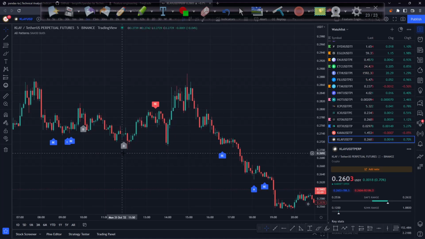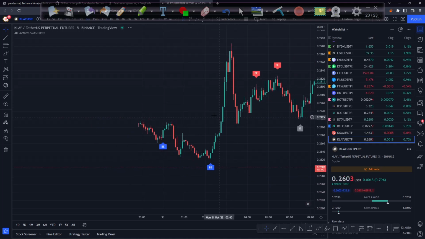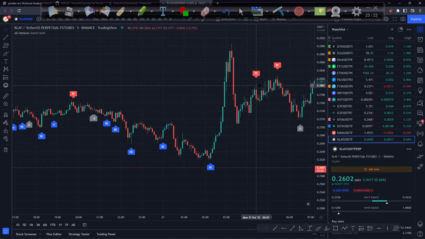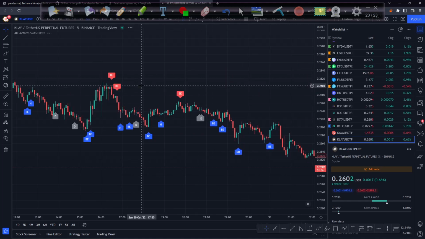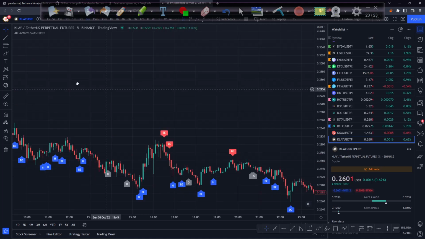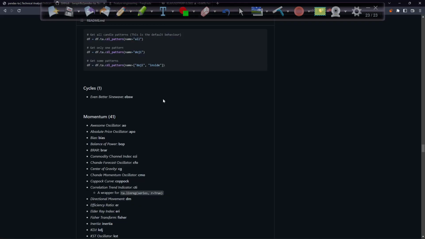Bearish engulfing, doji, the market is full of them. See, bullish engulfing, bearish engulfing, bullish engulfing, see the trend here. So we do want to give these candlestick patterns to our model. So there are the candlestick patterns. Now let's move on and see what other patterns we have.